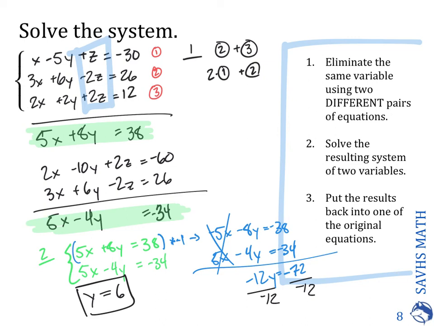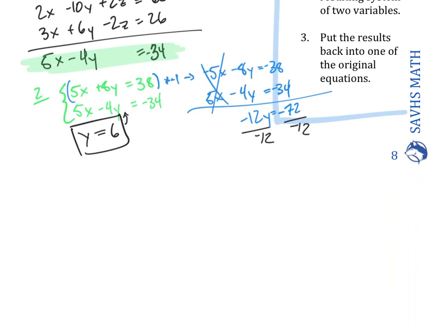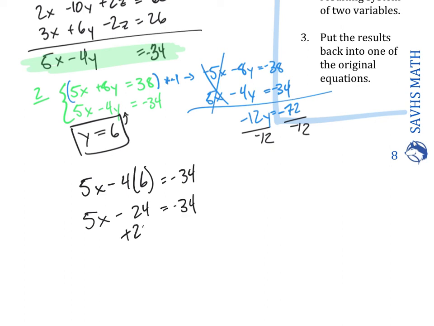Okay, now let's take our 6 and put it back in. Doesn't matter which equation you use. Let's rewrite. Okay, so what am I doing? All right, 5x minus 24 equals negative 34. Let's add 24. I get 5x is negative 10.